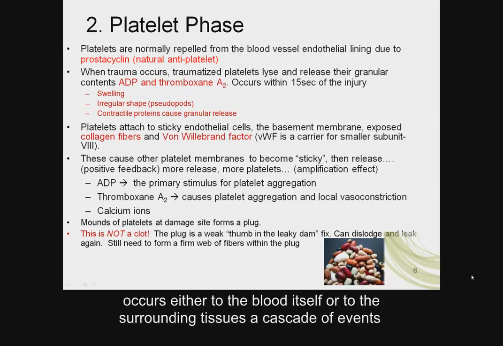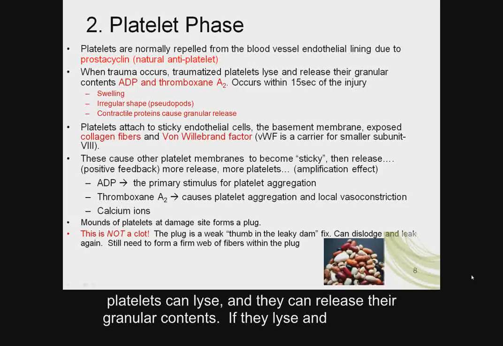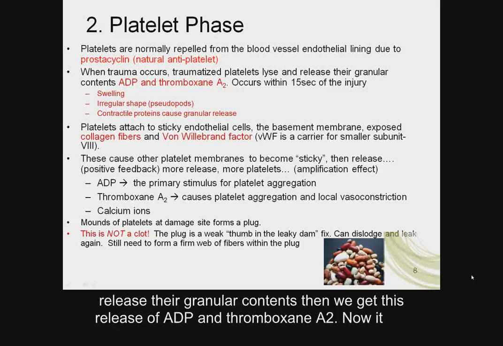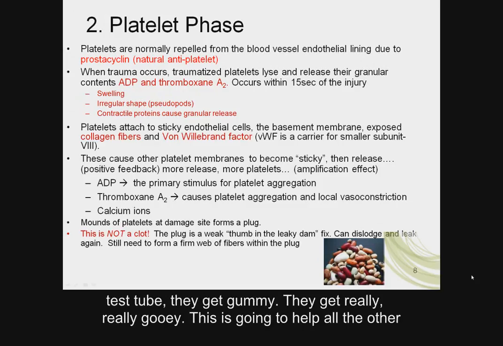When trauma occurs, either to the blood itself or to the surrounding tissues, a cascade of events will occur. And if we focus on the blood itself, yes, even platelets can be damaged. So the platelets can lyse, and they can release their granular contents. If they lyse and release their granular contents, then we get this release of ADP and thromboxane A2. Now it turns out that when ADP and thromboxane A2 mix together, and you can even do this in a test tube, they get gummy. They get really, really gooey.